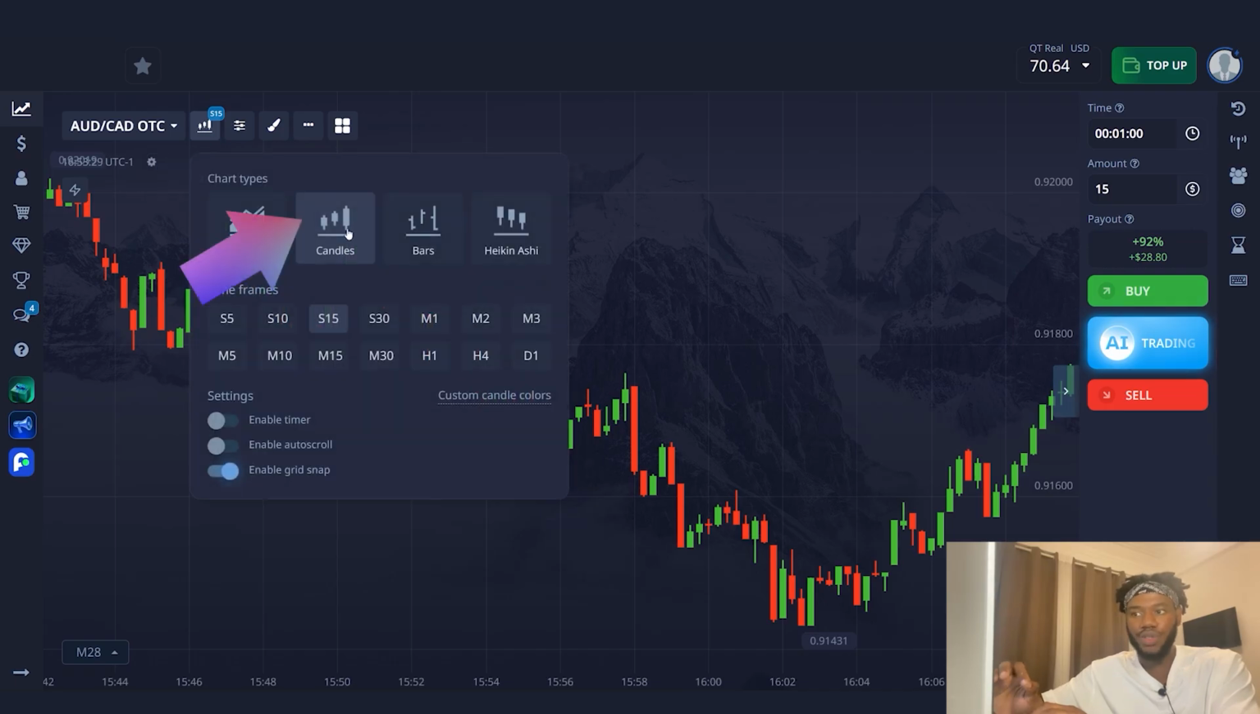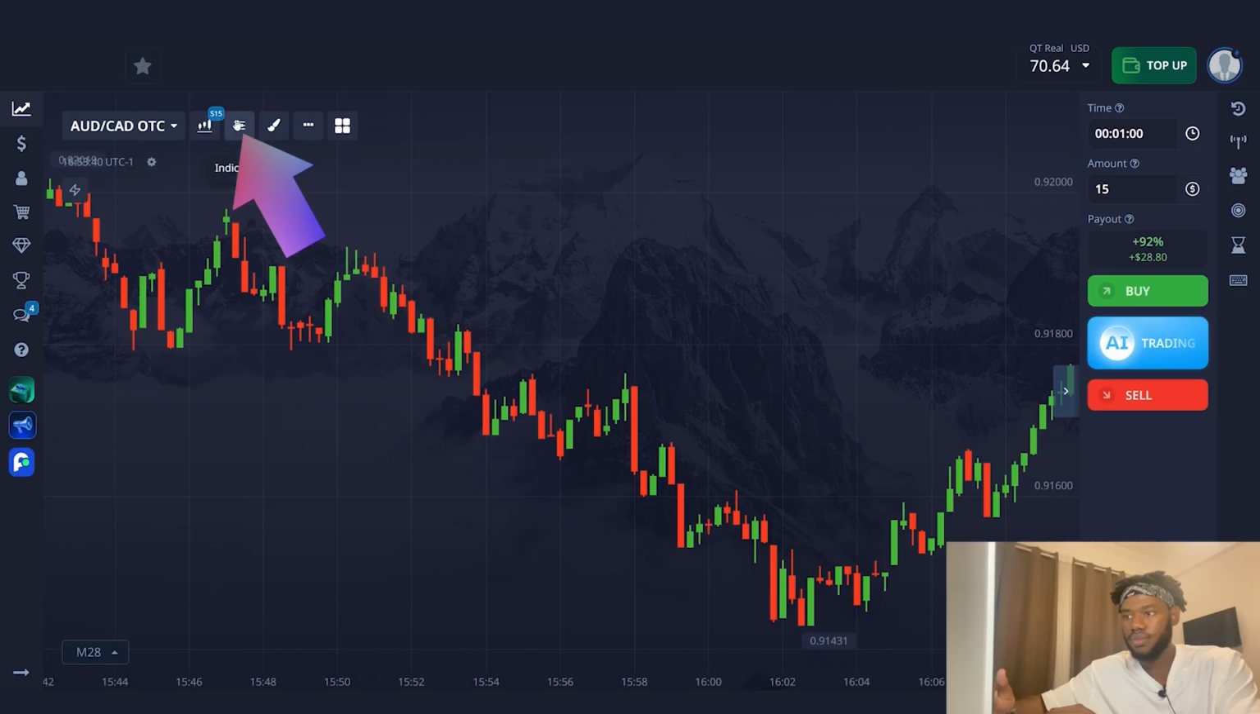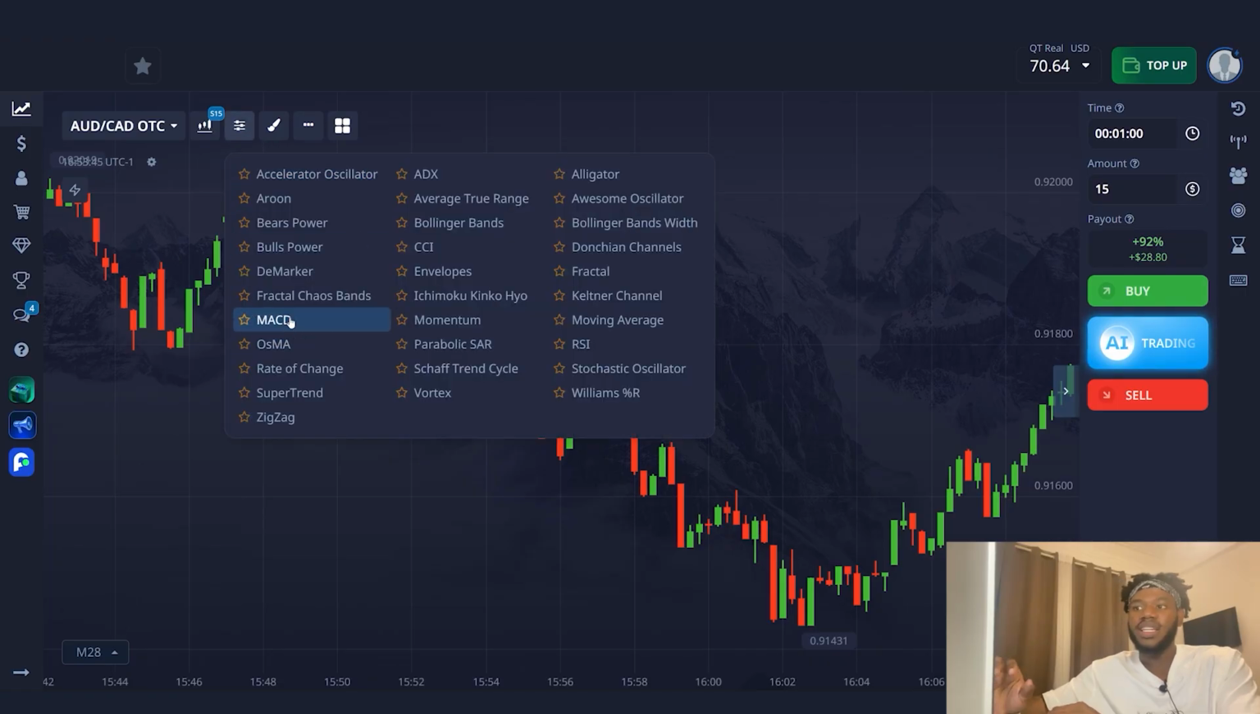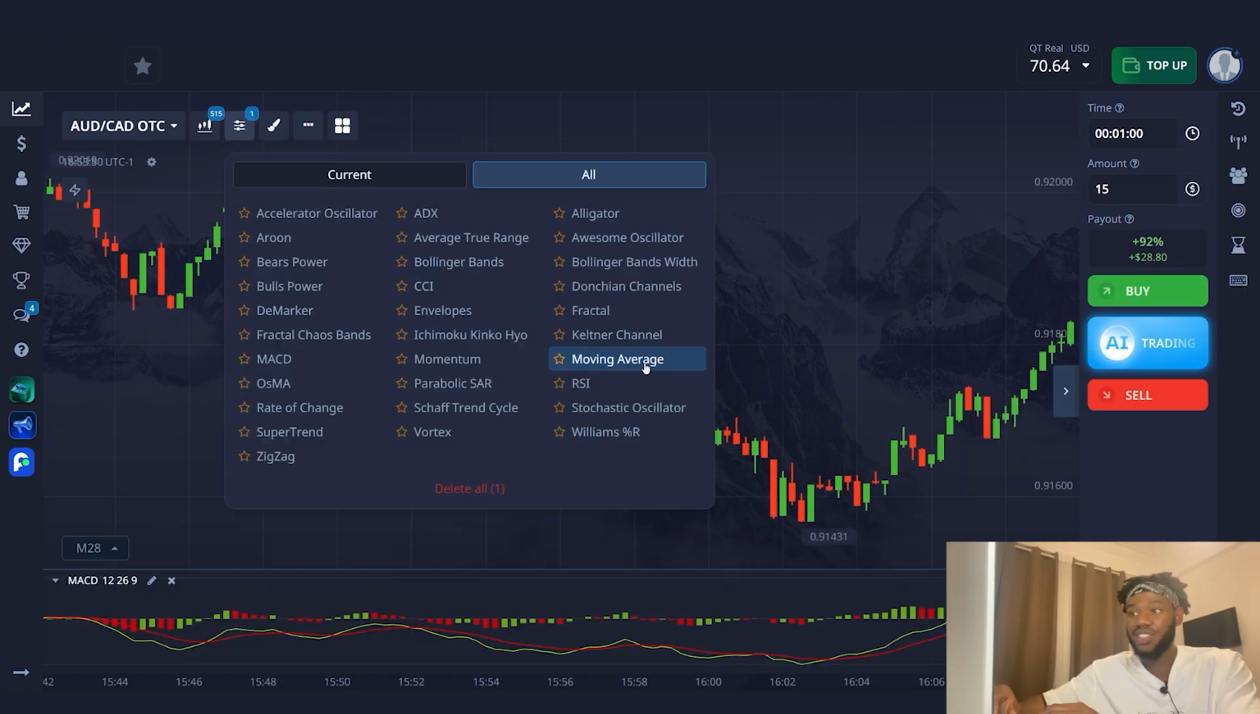I will use the candle chart type. The time frame will be 15 seconds. Yes, you got it right. Quick candlesticks are for a quick strategy. Now you need to open the indicators section and select the MACD, RSI, and zigzag.